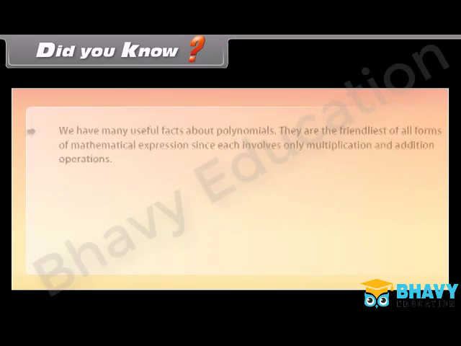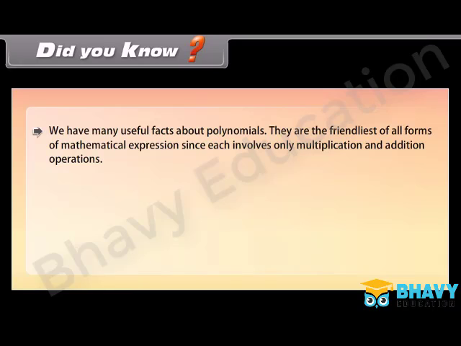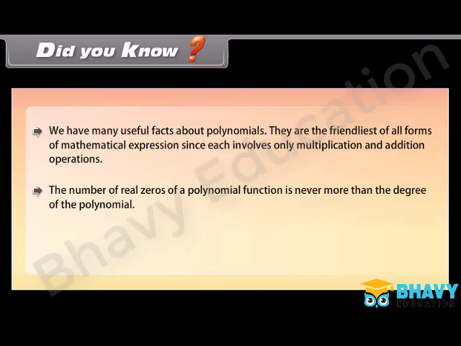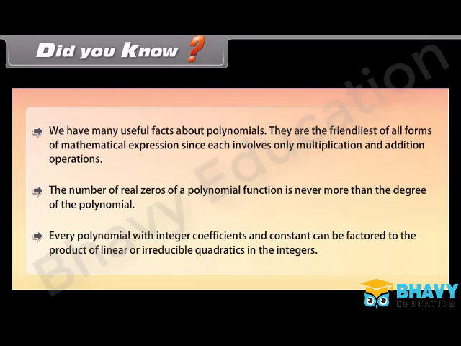Did you know? We have many useful facts about polynomials. They are the friendliest of all forms of mathematical expression since each involves only multiplication and addition operations. The number of real zeros of a polynomial function is never more than the degree of the polynomial. Every polynomial with integer coefficients and constant can be factored to the product of linear or irreducible quadratics in the integers.